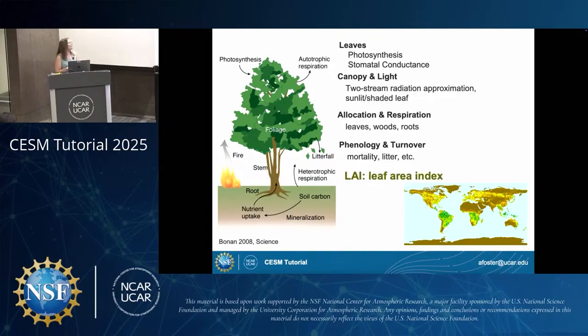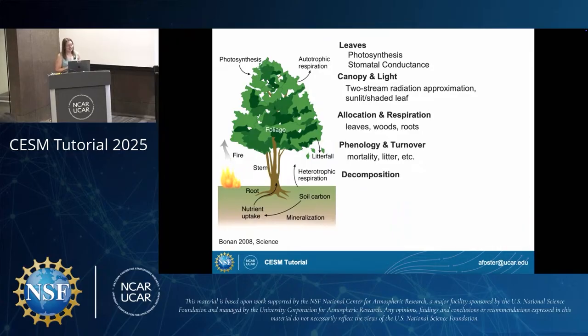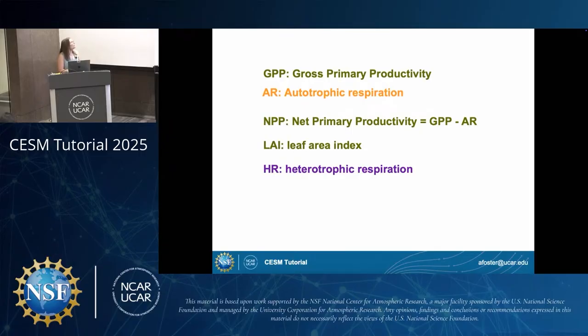That all gives us leaf area index over time, which is really important for thinking about albedo and other surface energy exchanges. And then after we have leaf turnover and litter, we need to think about decomposition. So then we get heterotrophic respiration. So all of this happens in CLM. So we get all these nice acronyms: GPP, AR, NPP, LAI, and HR.